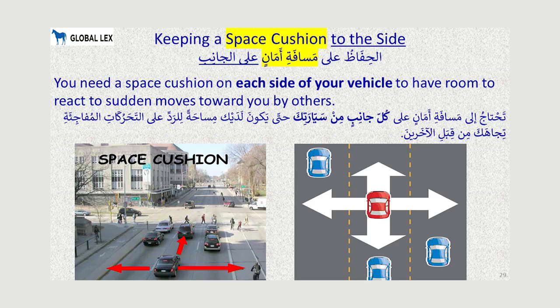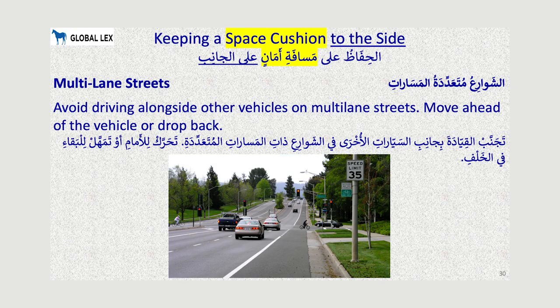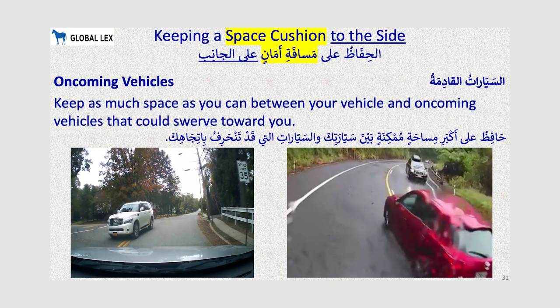Keeping a space cushion to the side. You need a space cushion on each side of your vehicle to have room to react to sudden moves toward you by others. Multi-lane streets. Avoid driving along other vehicles on multiple lane streets. Move ahead of the vehicle or drop back. Oncoming vehicles. Keep as much space as you can between your vehicle and oncoming vehicles that could swerve towards you.